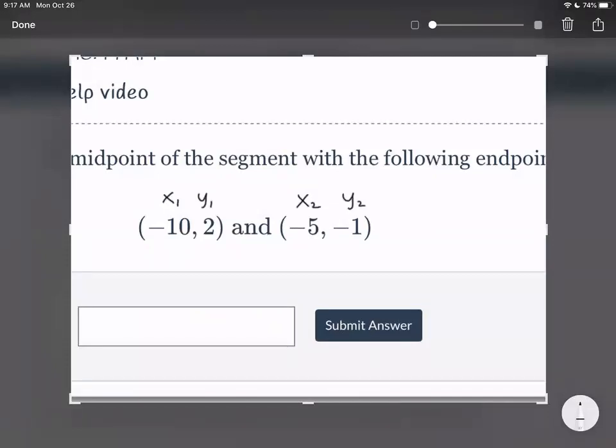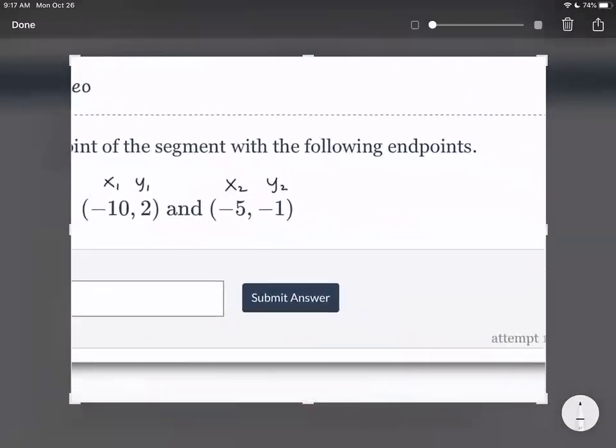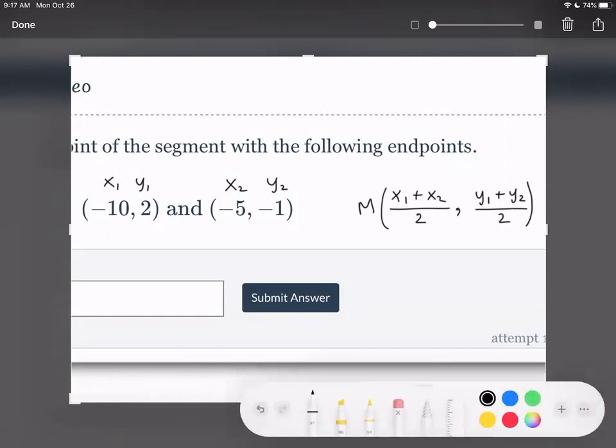Now, according to our notes, the formula for the midpoint, I'm going to call the midpoint M, is you're going to add the x values, divide it by 2, and then you're going to add the y values, divide it by 2. And there's a comma in between them because your midpoint is a point. So when you get your answer, you want a point, and the point has an x, comma, y. So you got to have your x values, comma, your y values. Let's put it all together now.